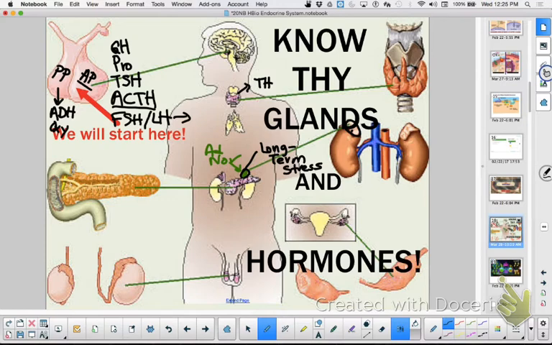Ovaries and testes. So let's go down to the testes. What do the testes secrete? Testosterone. That's your manly self, right? Your secondary sex characteristics. And what do the ovaries secrete? They secrete two hormones, estrogen and progesterone, which give us our secondary sex characteristics. Okay, good. 1, 2, 3, 4, 5, 6, right?